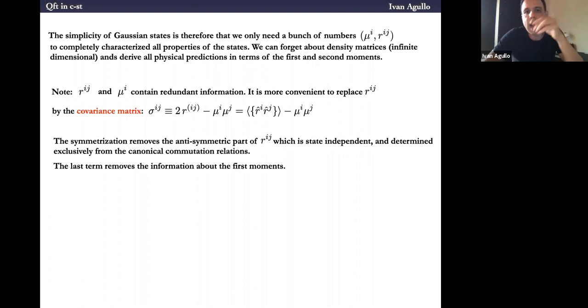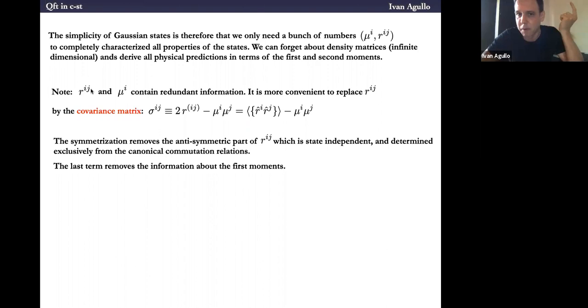Technical point is that, rather than the second moment, it's better to work with the covariance matrix. And the reason is that the second moment has redundant information for two reasons. The second moment knows about the mean also. So it is better to subtract the mean out of the second moments, so they are independent. And second, the antisymmetric part of the second moment is in fact the same for all Gaussian states, because the antisymmetric part is determined by the commutation relations. So it's just given by the symplectic form.